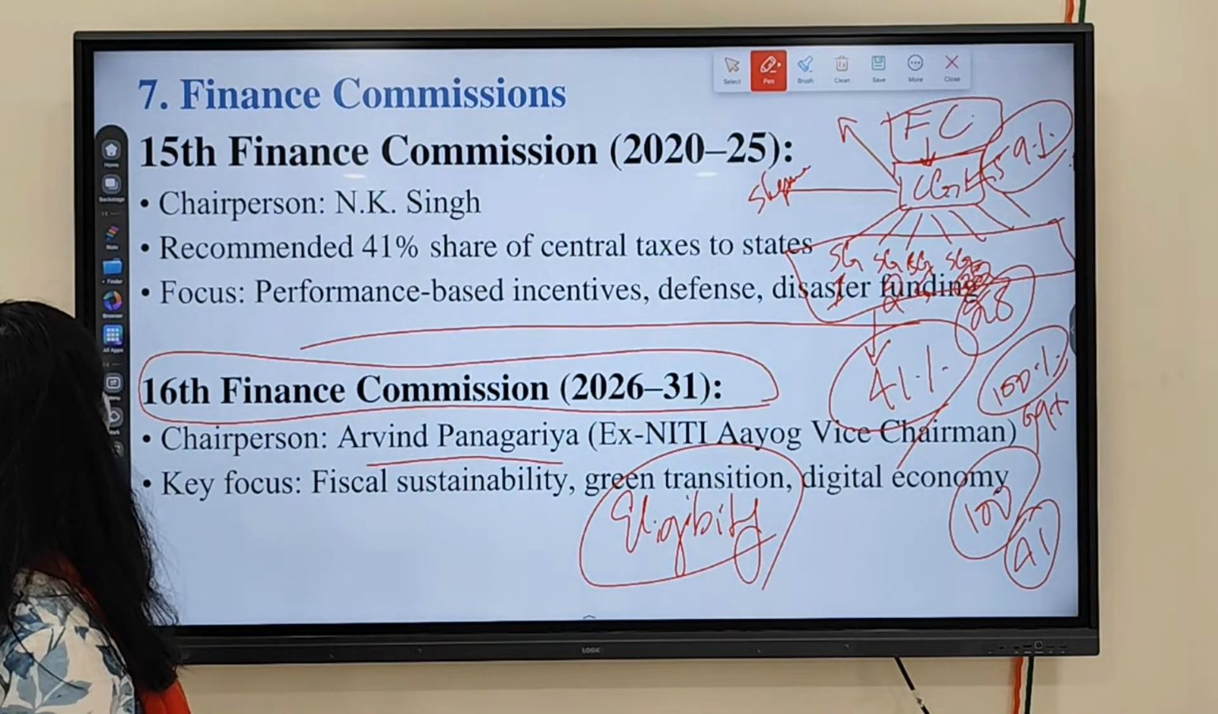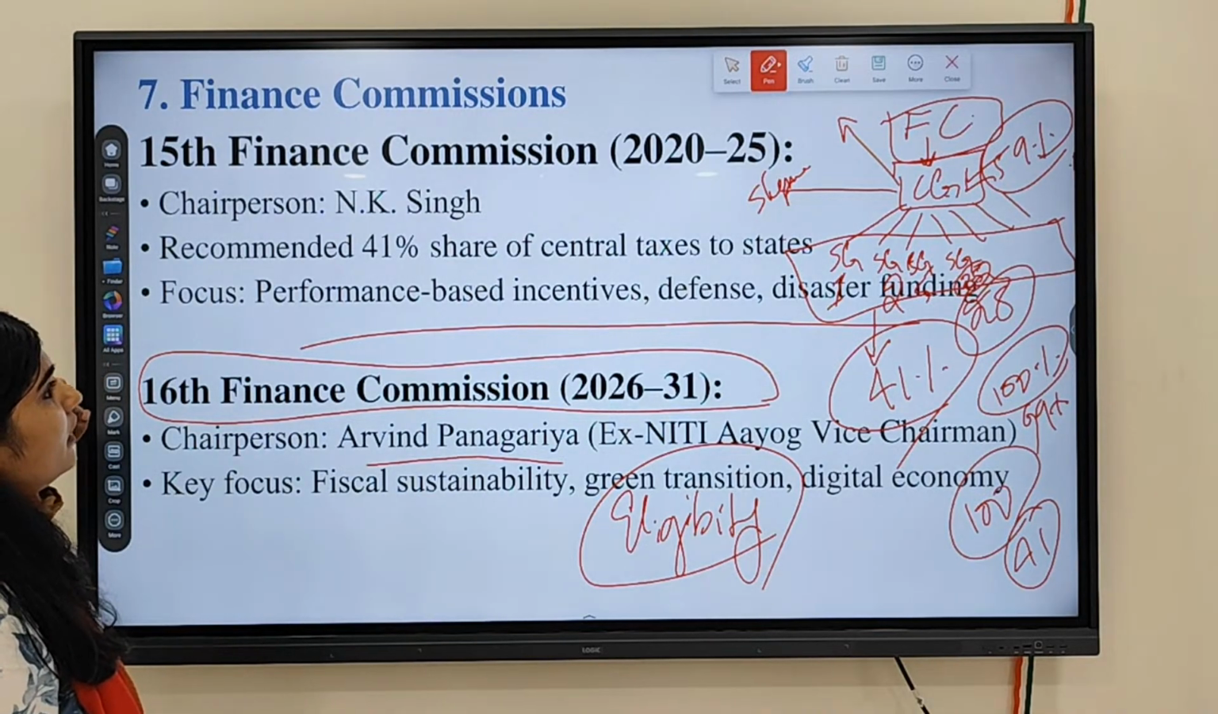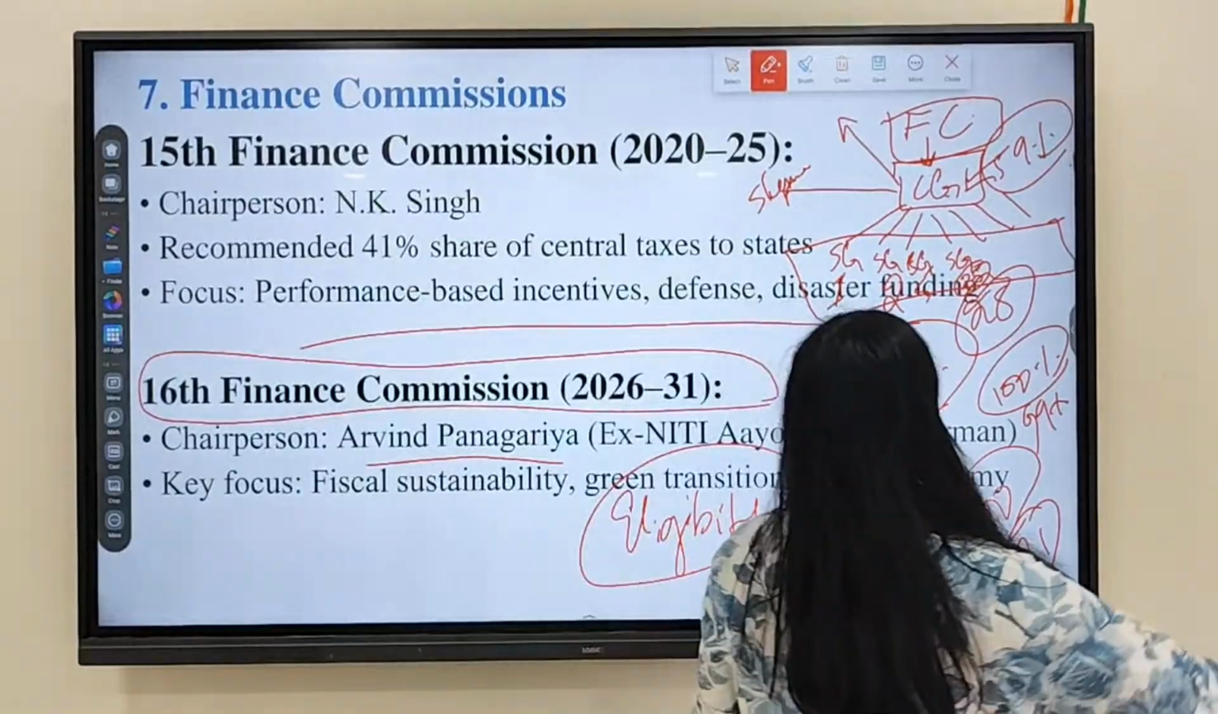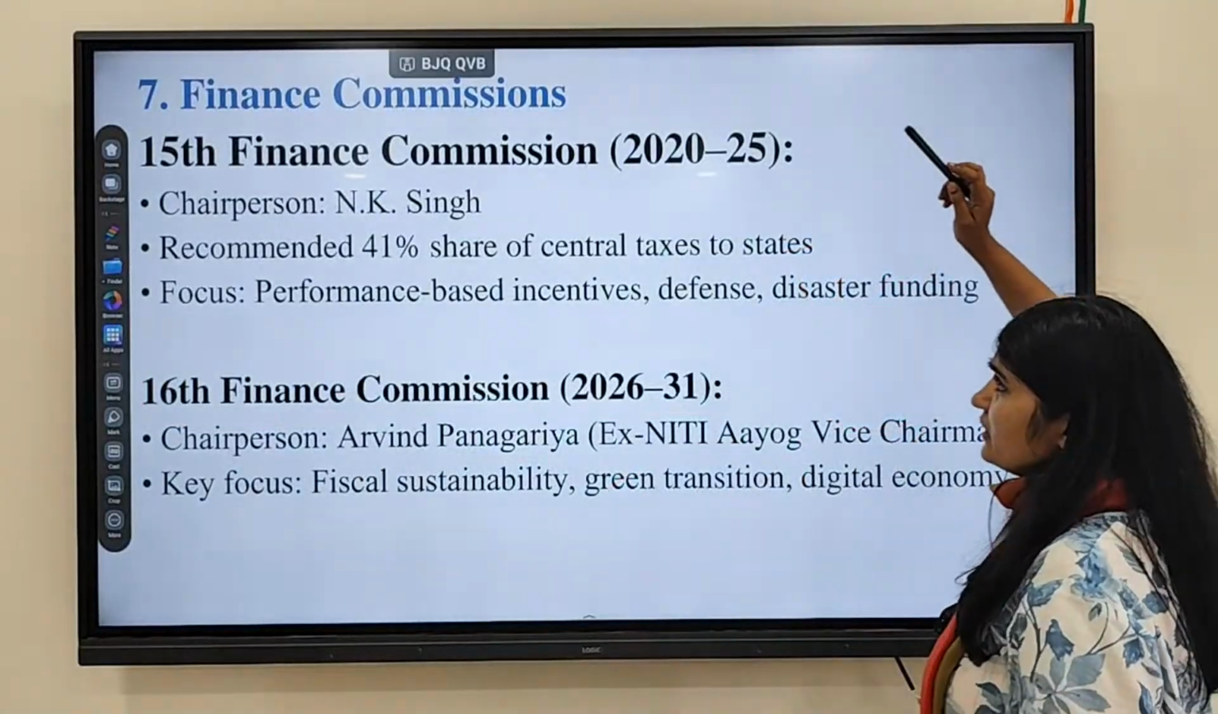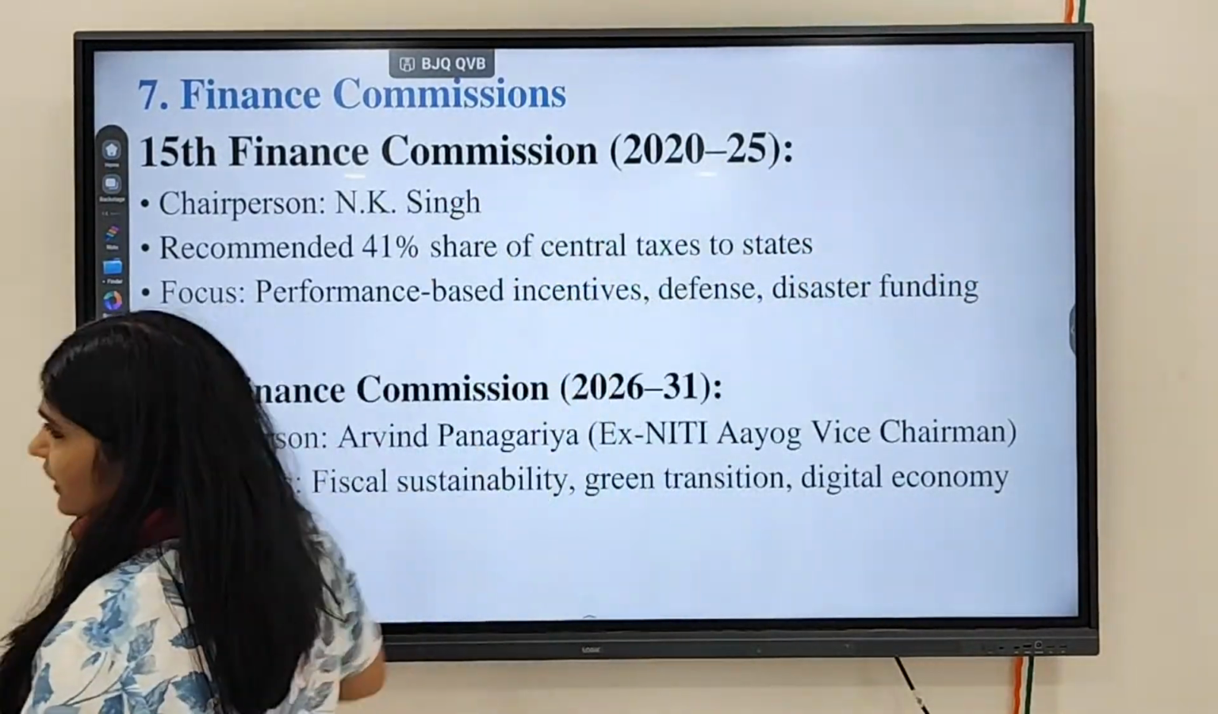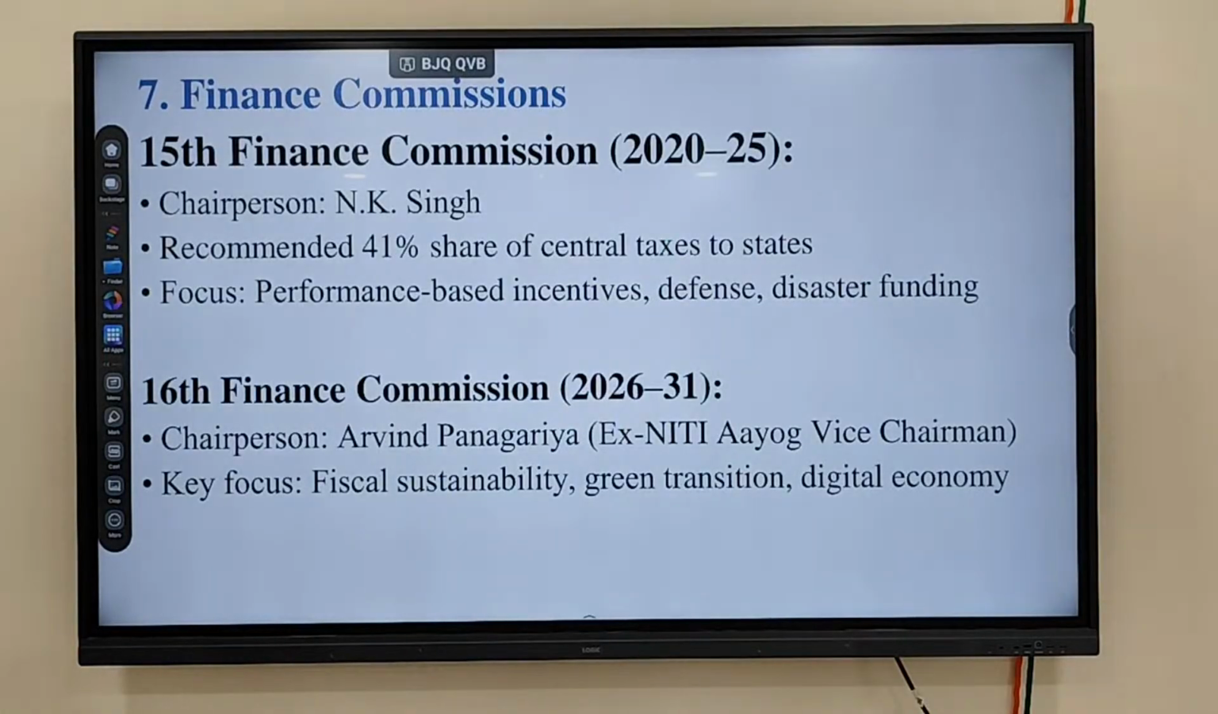Then what is the eligibility criteria? That is at a UPSC level. Whether you want to know how they will allocate the fund or you don't want. Out of 41 percentage, they will allocate in unequal. They will do the unequal distribution. Do you want to know the eligible criteria for getting the taxes?